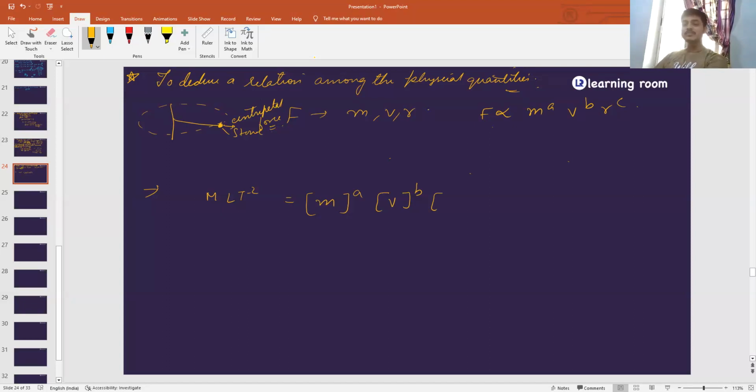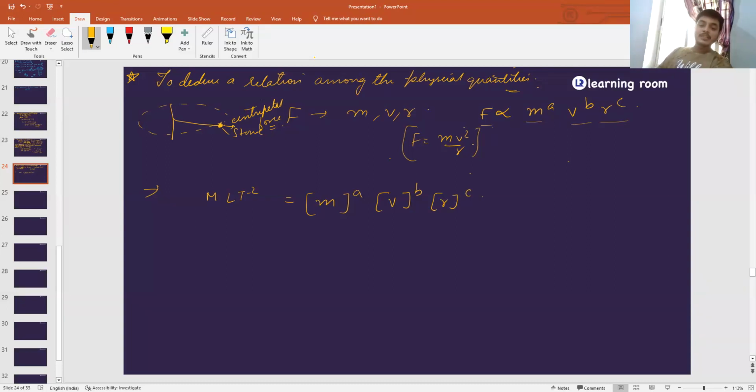Anybody know that formula? You know this. You're not applying your brain. mv square by r. Isn't it? You must have studied it earlier. So we are deriving it, but we will keep in mind that we don't know this. Okay. So F is somehow proportional to m to the power A, v to the power B, and r to the power C. Earlier I told you that it is inversely proportional to r. So r to the power C it is now.